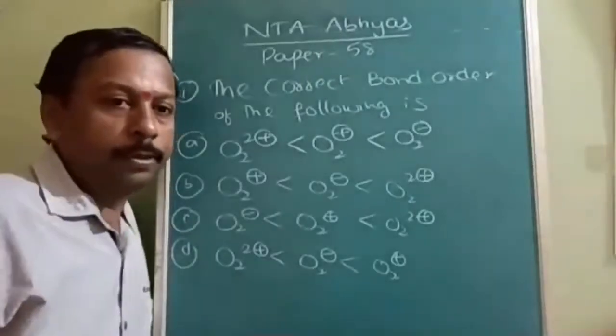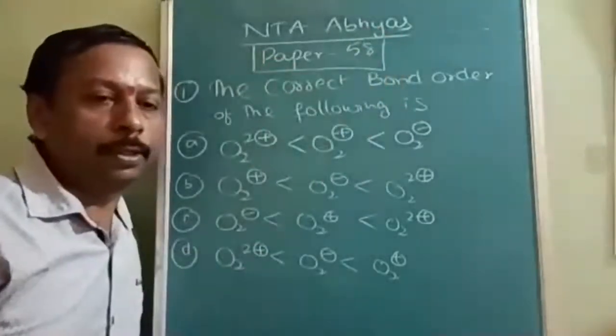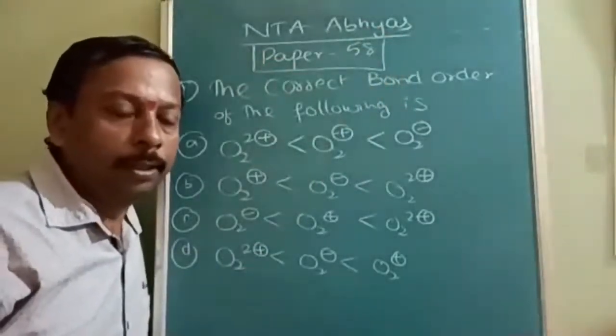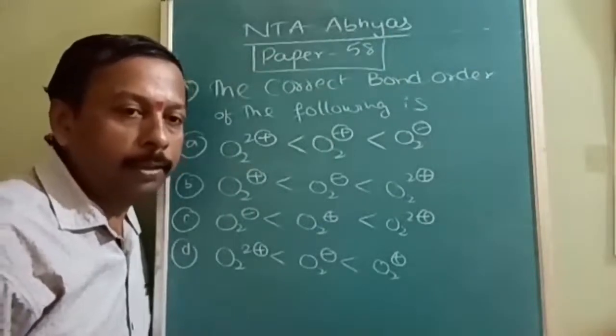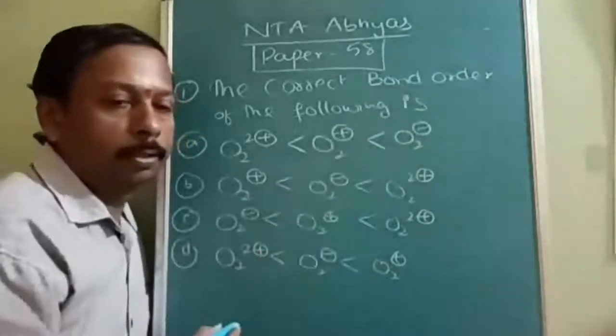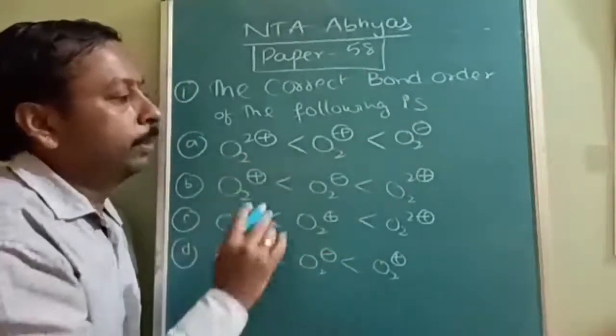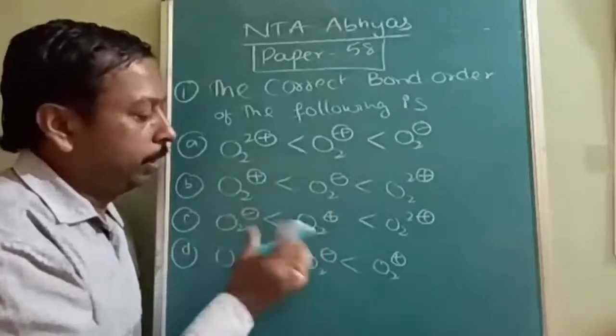We are in question paper number 58, NTA Abhyas, and the first question is related to chemical bonding, molecular orbital theory. You have to find the correct bond order. If you observe, all of them are common; only the order is changing.